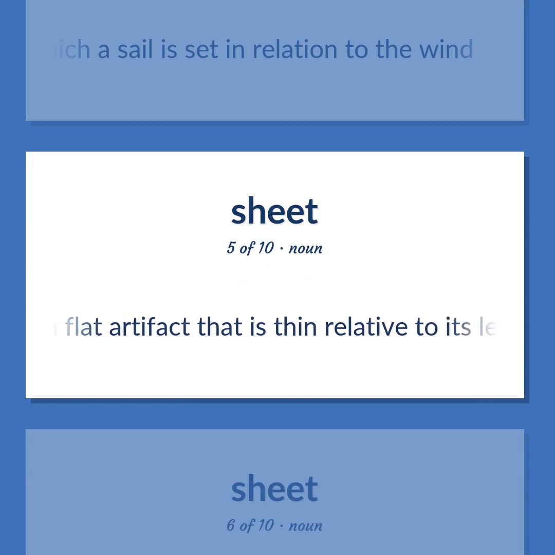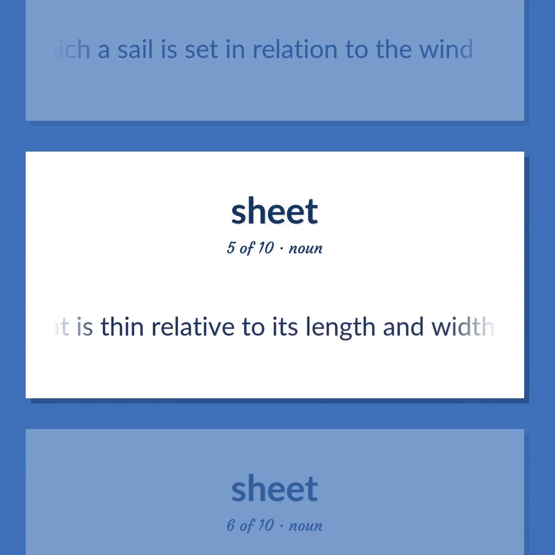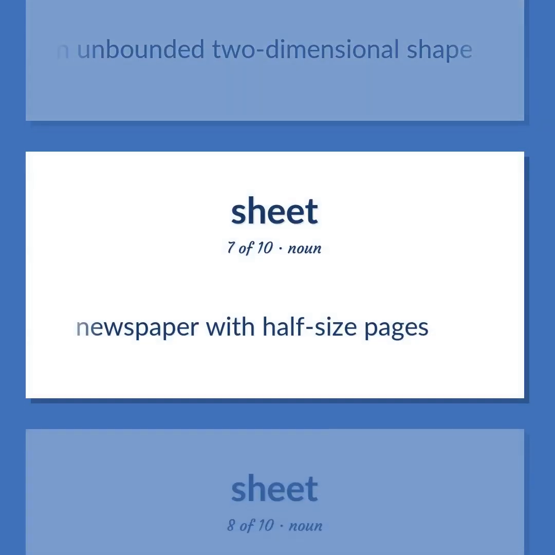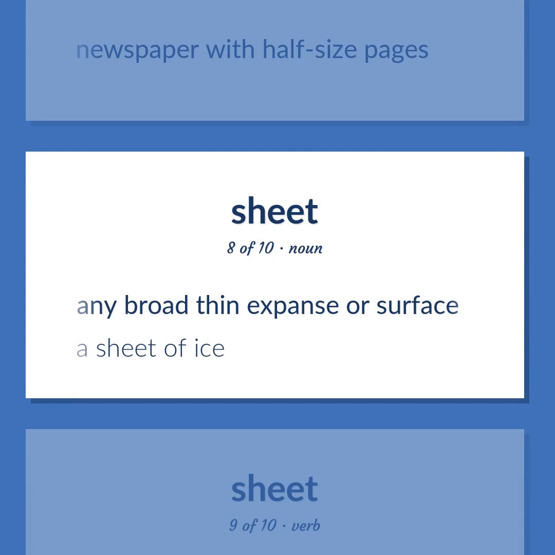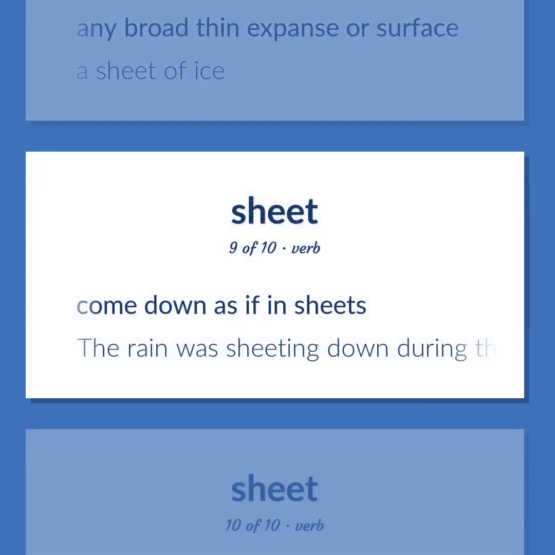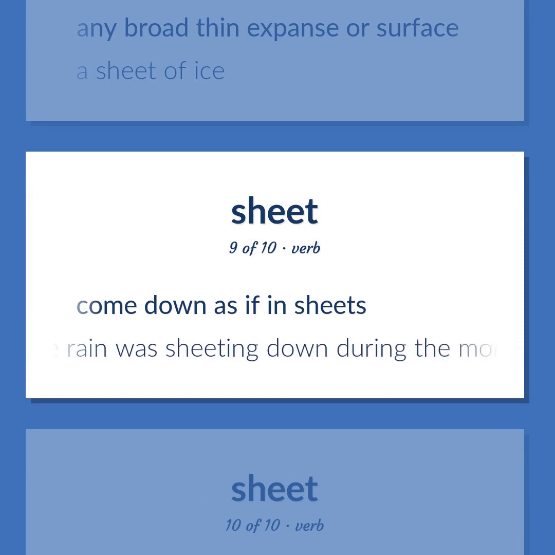A flat artifact that is thin relative to its length and width. Mathematics. An unbounded two-dimensional shape. Newspaper with half-size pages. Any broad thin expanse or surface. A sheet of ice. Come down as if in sheets. The rain was sheeting down during the monsoon.